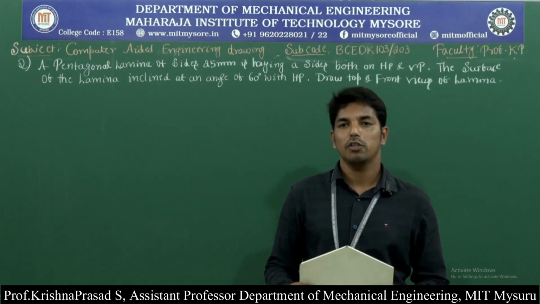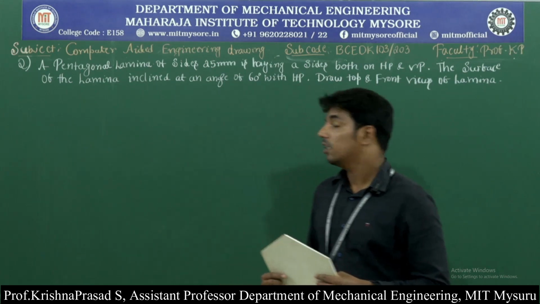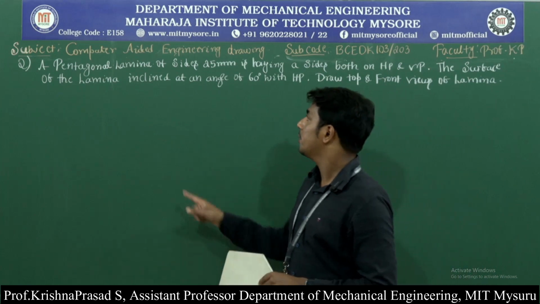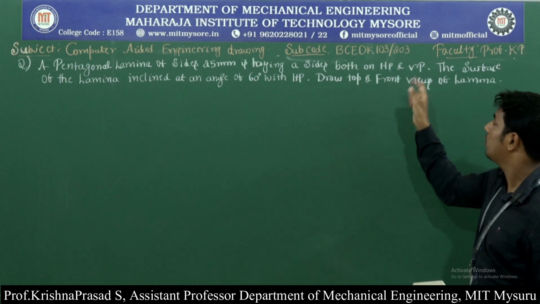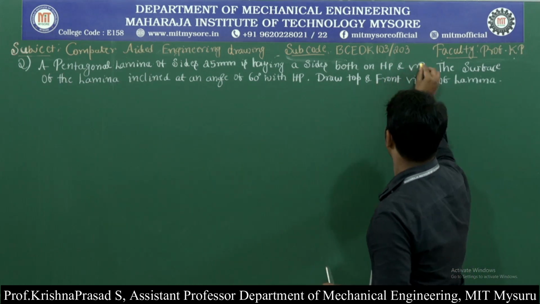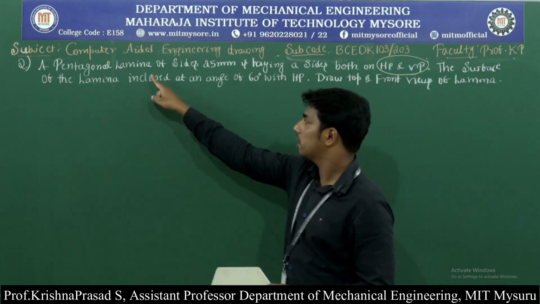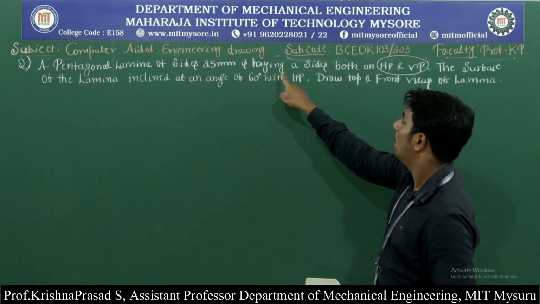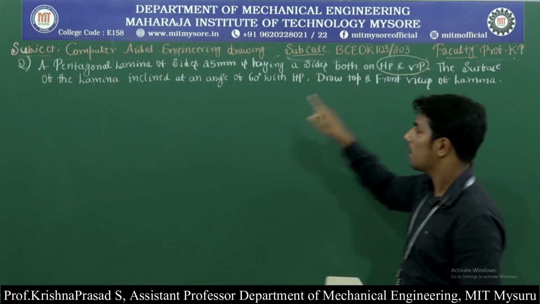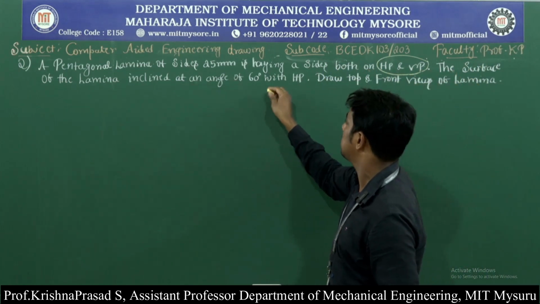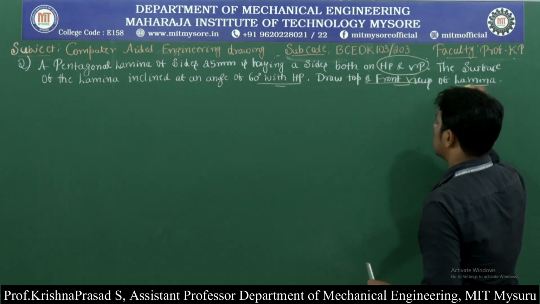Now we are entering into the second problem regarding the pentagonal lamina. Observe here, in the second problem, a pentagonal lamina of sides 25 mm is having its sides both on HP and VP. In this problem, this condition is very important. The surface of the lamina is inclined at an angle of 60 degree with HP. Draw the top and front views of the lamina.